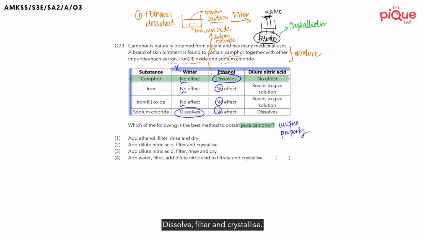Dissolve, filter, and crystallize. Now let's take a look whether dilute nitric acid also gives us a possibility. Notice that there are three different outcomes here: no effect, reacts to give a solution, and dissolve. Given that there are three possible outcomes, how do we know then which one is unique? Take note, observation is what we are looking out for.